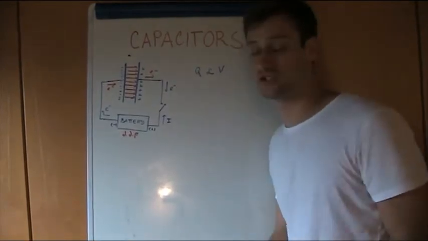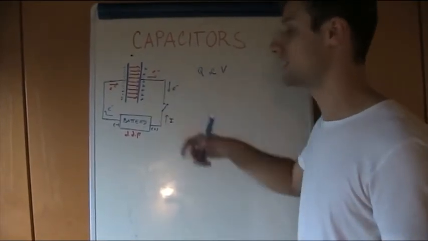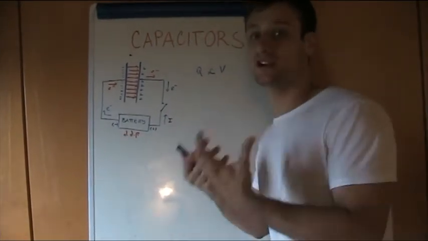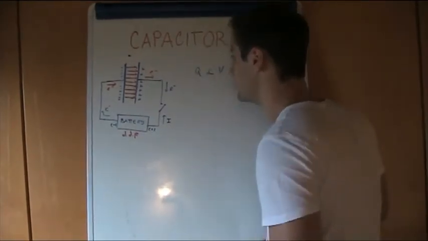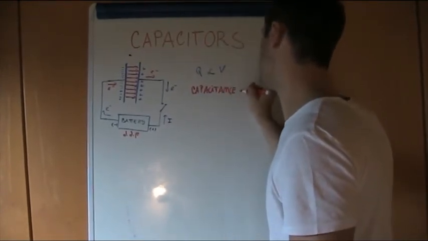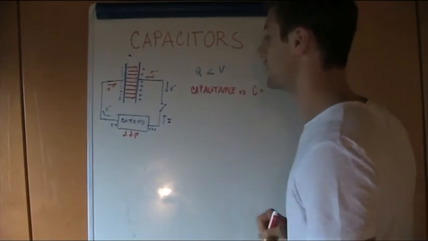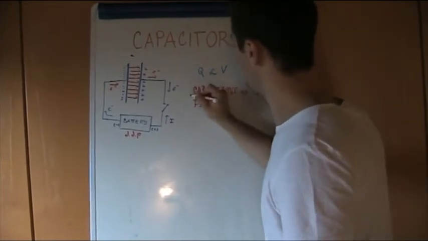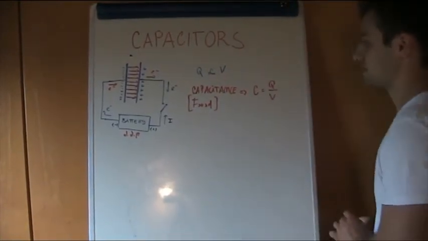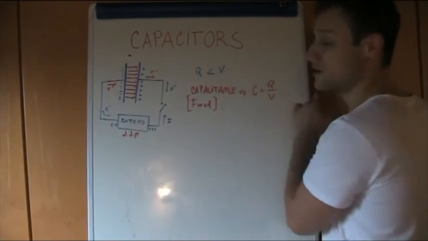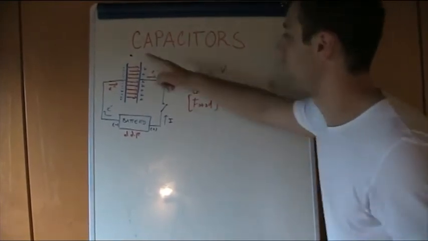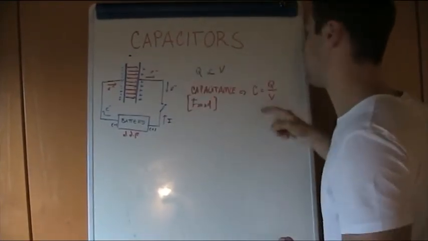We need to introduce a parameter that is able to quantify, for a certain capacitor, in which way increasing the voltage also means increasing the charge. And this parameter is the capacitance. The capacitance, equal to C, measured in farad, is equal to the charge over the voltage. What does it mean? That, for instance, if we have a capacitance of 1 farad, we are able to obtain 1 coulomb of total charge on one plate by applying 1 volt.